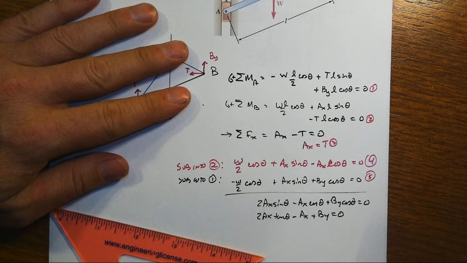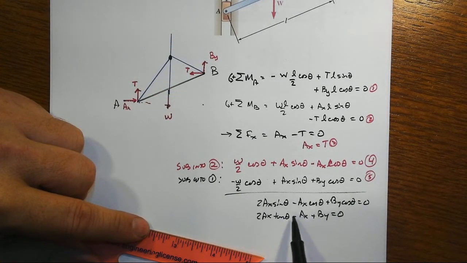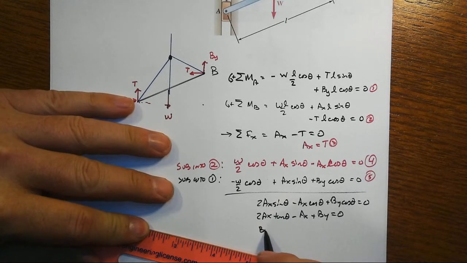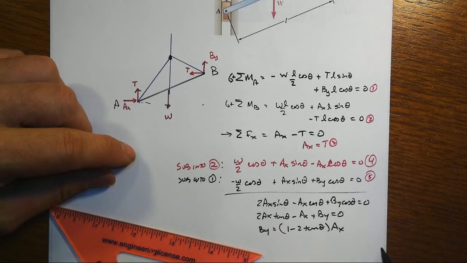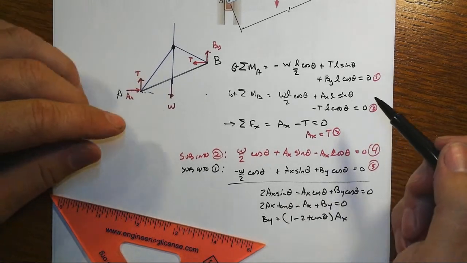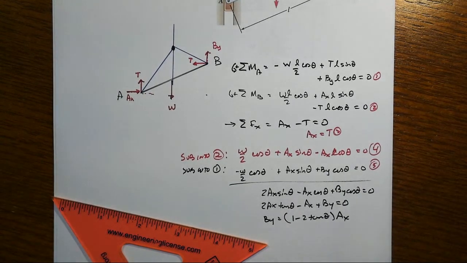This doesn't really look all that helpful, but what it does do is get us BY in terms of AX. So BY equals 1 minus 2 tangent theta, times AX. And now you could substitute in again. This looks ugly. I don't think this is the easiest way to do this. It is a way. When I see sines and cosines running around, I start thinking about maybe multiplying some things by the same thing so I could get a sine squared and a cosine squared.